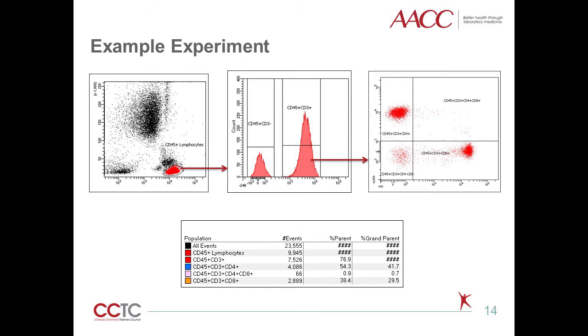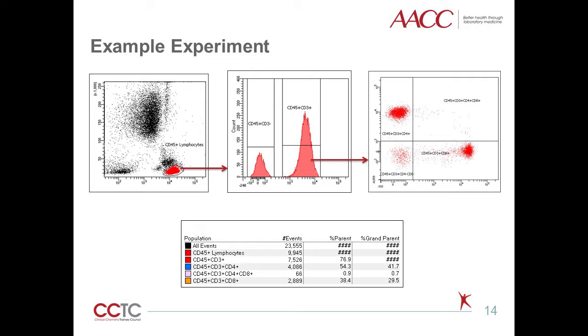Here is a basic example of data analysis in a lymphocyte subset assay. Fluorescent antibodies specific to CD45, a pan-lymphocyte marker, CD3, a total T-cell marker, CD4 and CD8, additional T-cell markers, were all added to a whole blood sample and incubated. The red blood cells were then lysed.